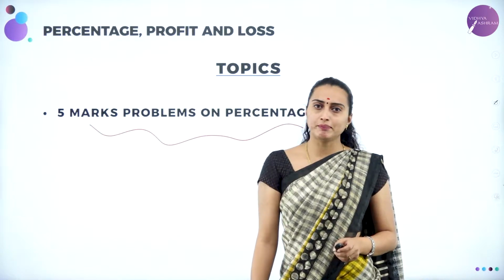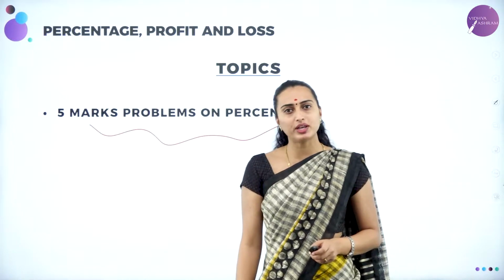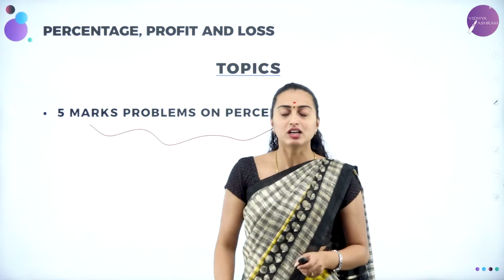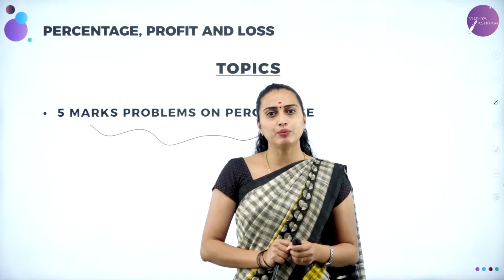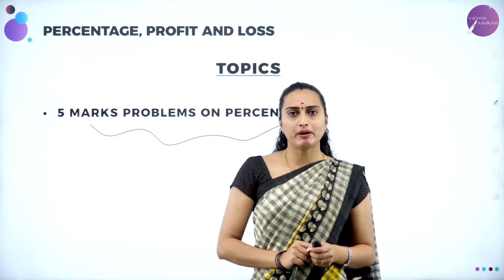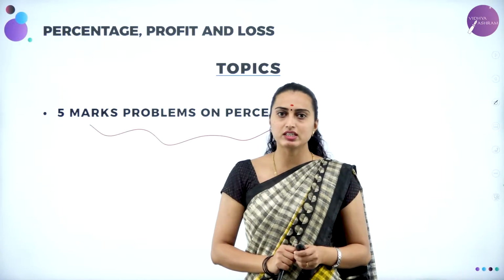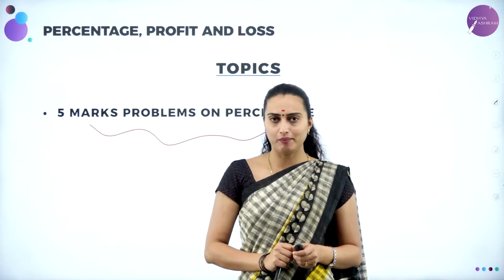So you should remember the formulas also, how we are going to calculate percentage increase and the percentage decrease, isn't it? Percentage increase is given by increase divided by initial value into 100, and percentage decrease is given by decrease divided by initial value into 100, isn't it? So based on the basic formula you are going to solve the problems.